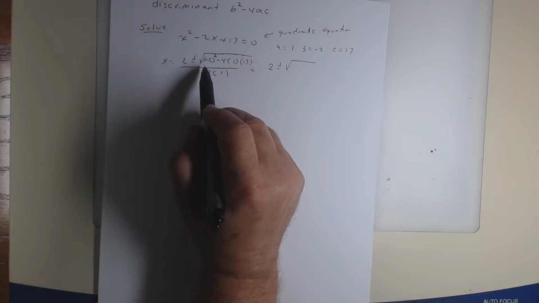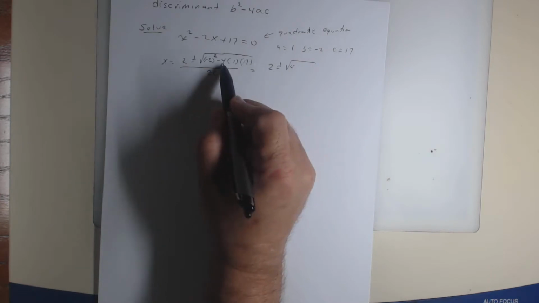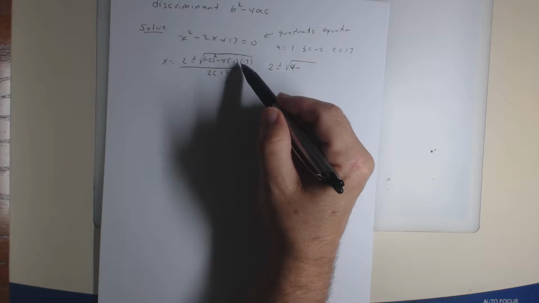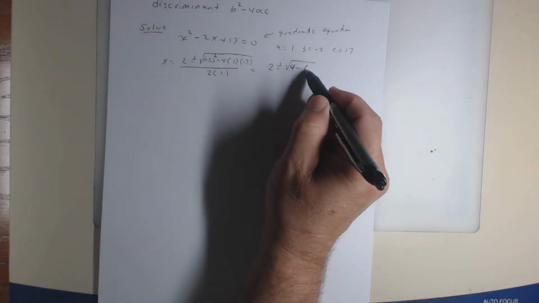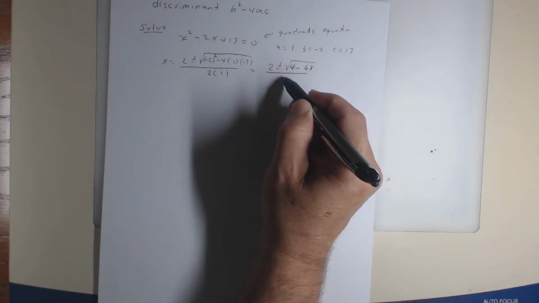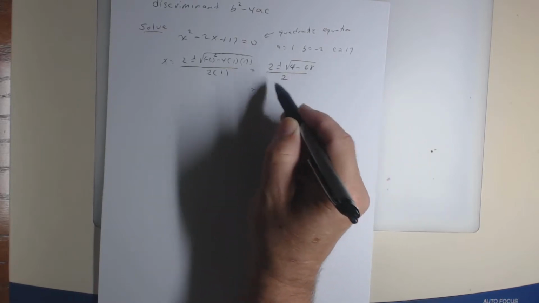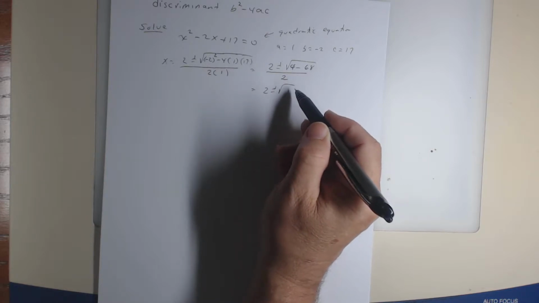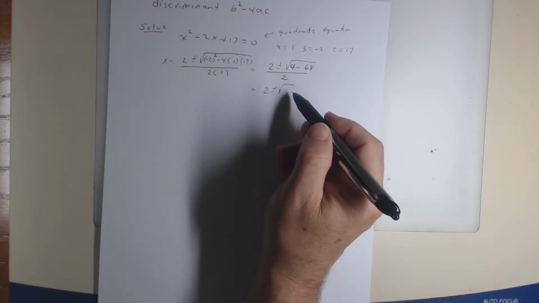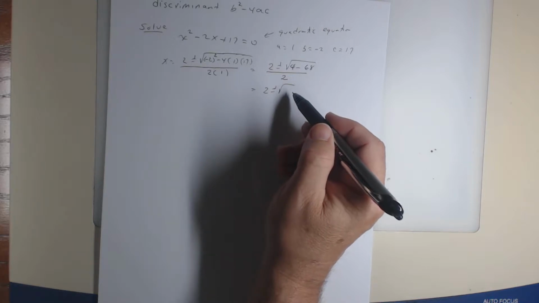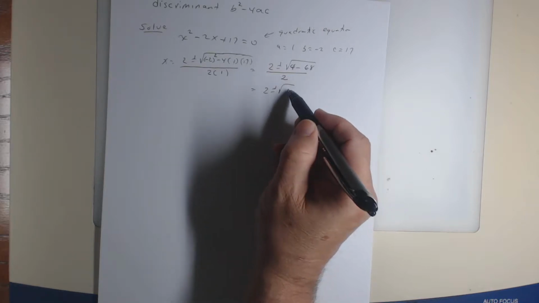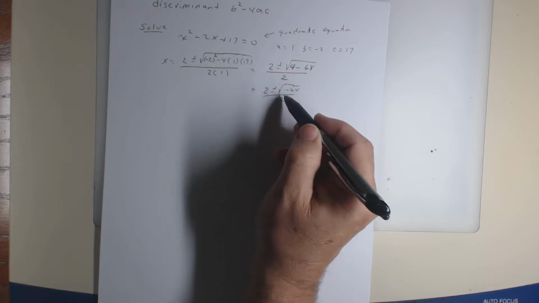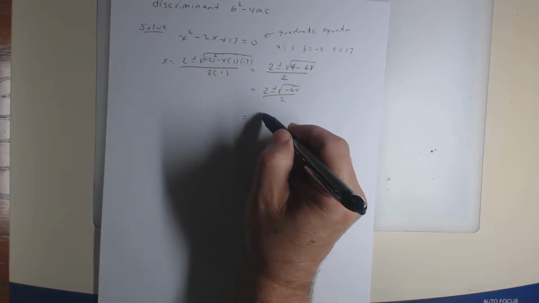What's negative 2 times itself? 4. A negative times a positive is a negative. What's 4 times 17? 68? All over 2. So what is my discriminant? Yeah, so the value of my discriminant is negative 64, right? Okay. All over 2. Now let's simplify this. What's the square root of negative 64? 8i. Very good, 8i.